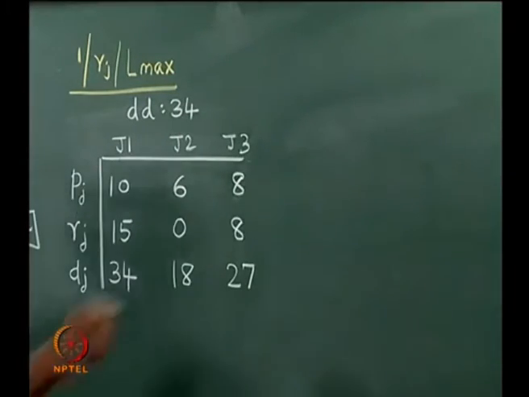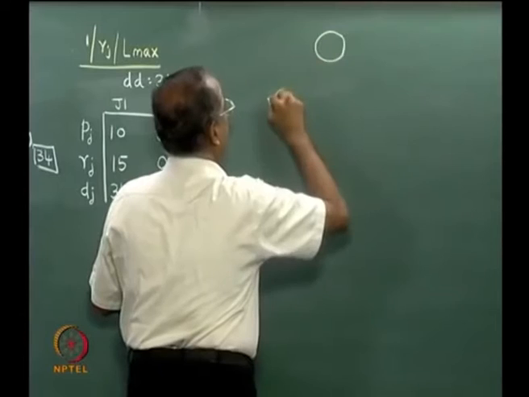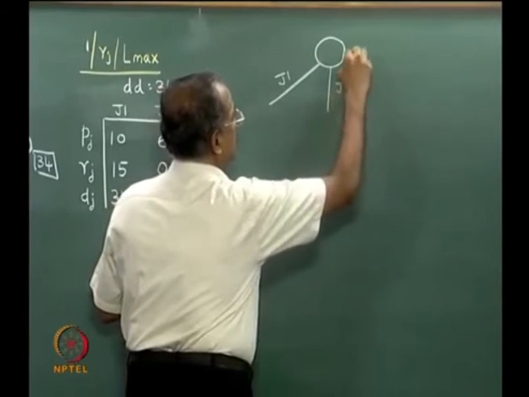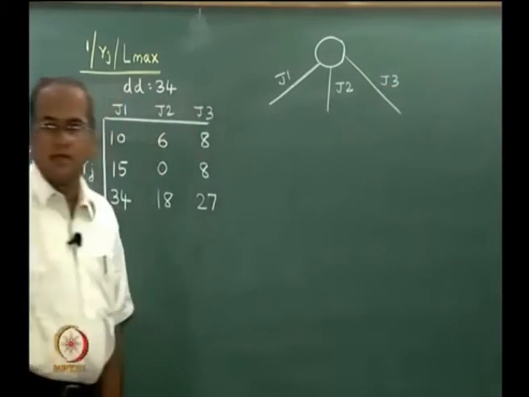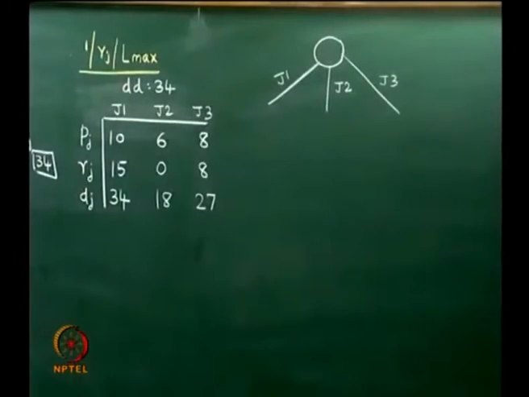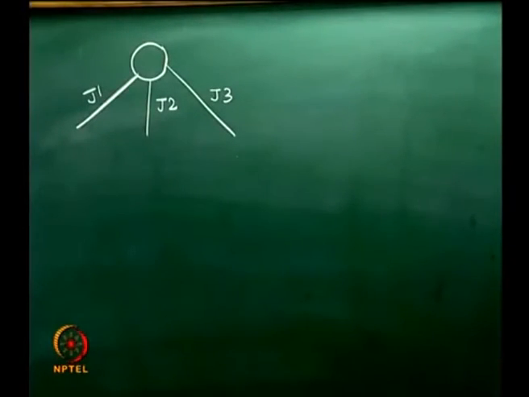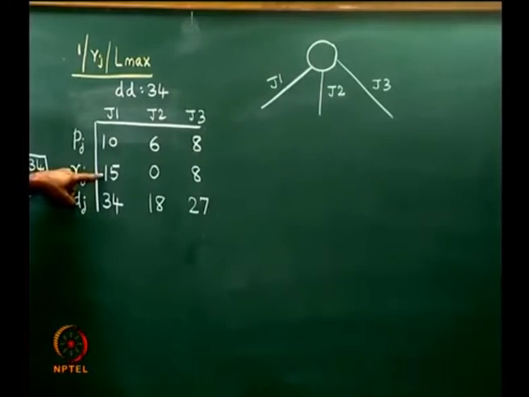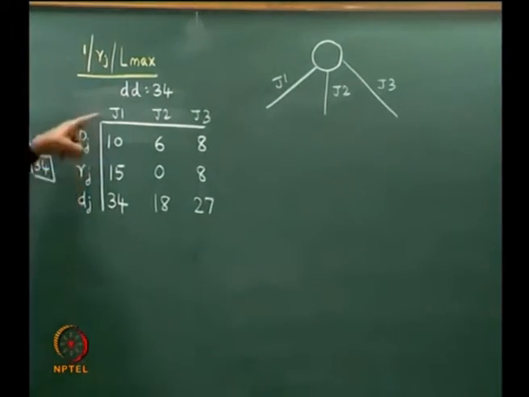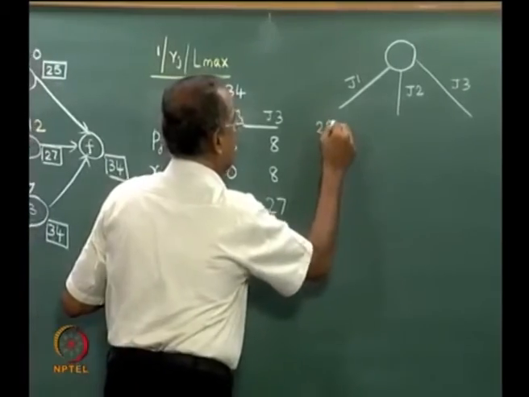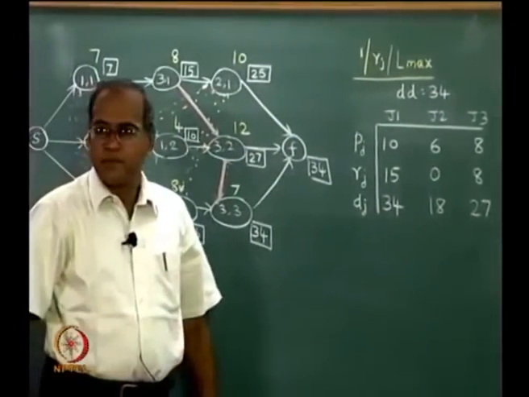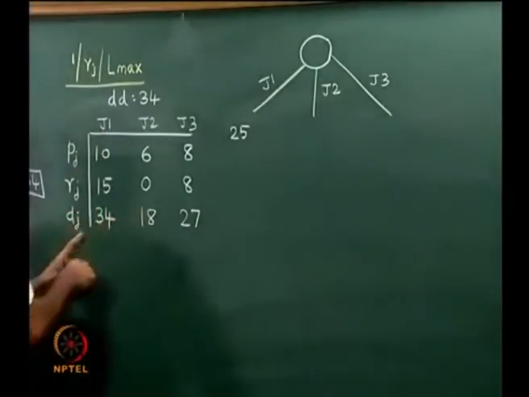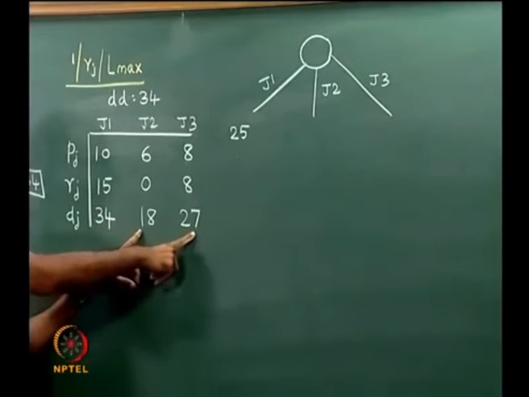So, we start with the starting node and then we put J1 as the first job, we start another sequence with J2 and we start another sequence with J3 as the first job. So, when we do this, let us start writing the completion times. Now, when we put J1 as the first job, J1 is available only at time equal to 15. So, completion time is 25 for J1, and then by the preemptive EDD rule, based on the due dates, we have J2 and then J3.